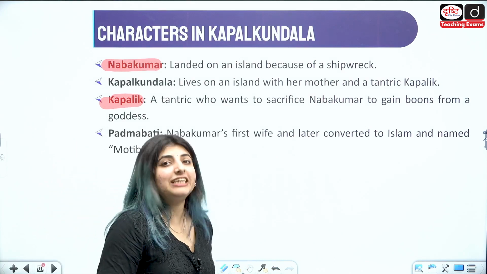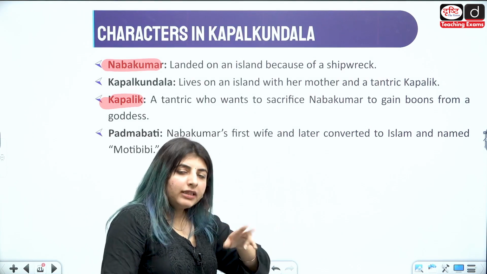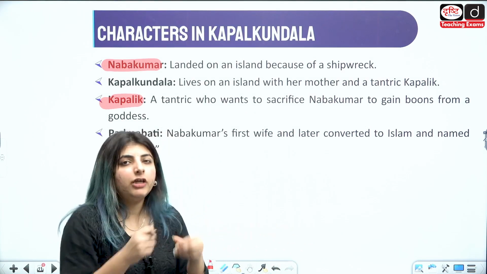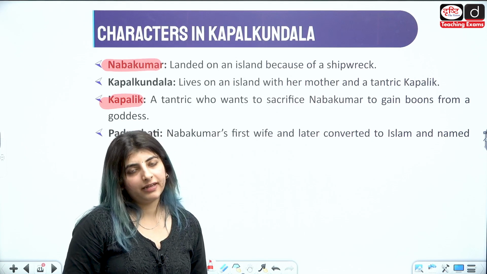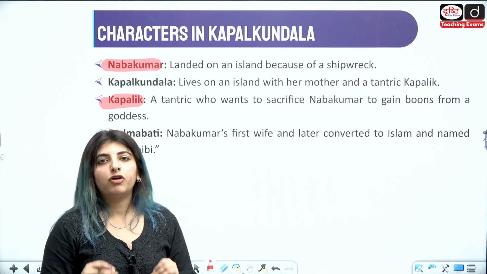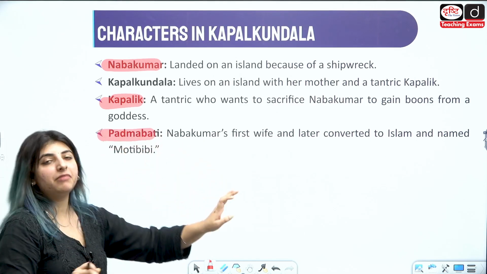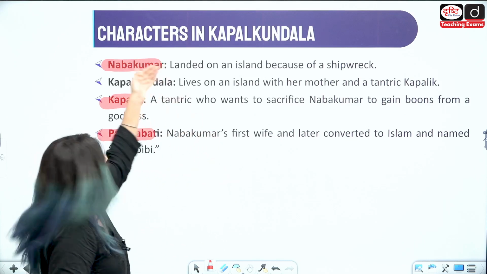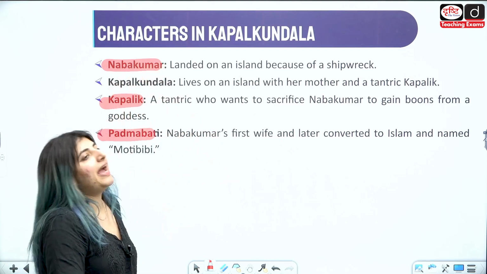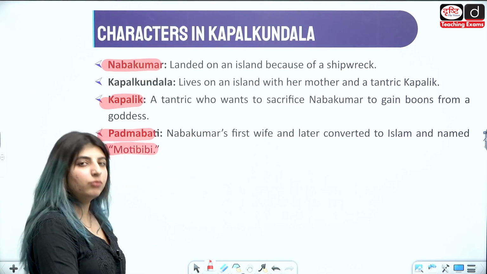So when he sees that Nava Kumar and Kapal Kundala, they both of them are getting closer, he feels envied and he does not like it, and he wants to get Nava Kumar killed by performing some sort of sacrifice. Coming back to the story again, we have Padmavati, जो कि पहले नव कुमार की बीवी होती थी, and later on she converted to Islam and named her own self Moti Bibi.